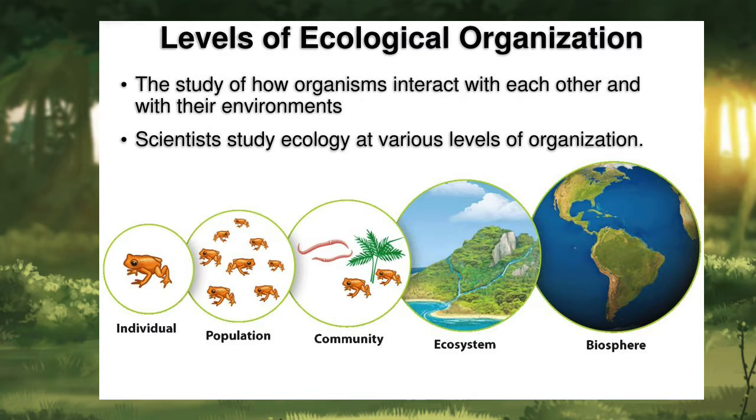Let's start with the individual organism, this little frog. So within the area, there's a population, or a certain number of frogs. And in that, there is a community. That includes what the frog eats, and then the larger ecosystem where it lives. Finally, we get to the biosphere, which is our world.